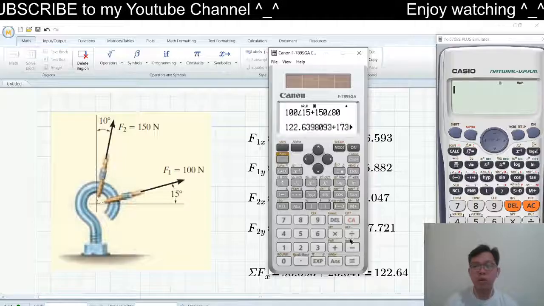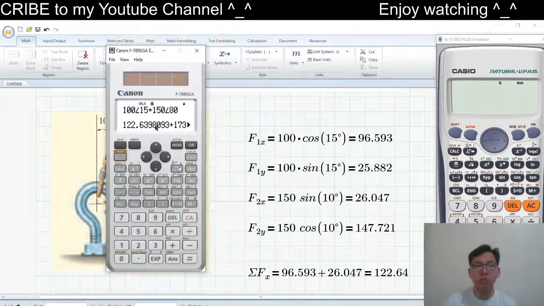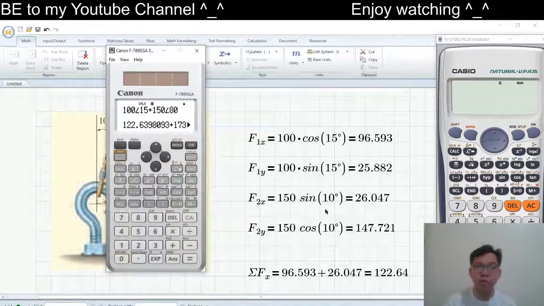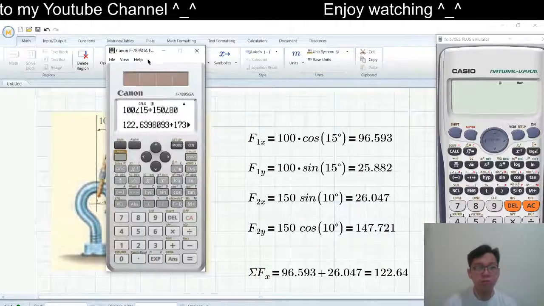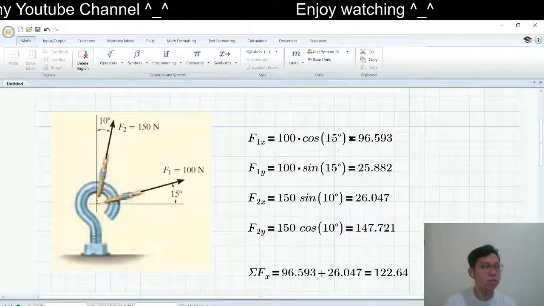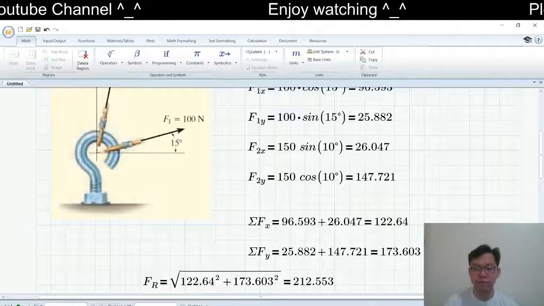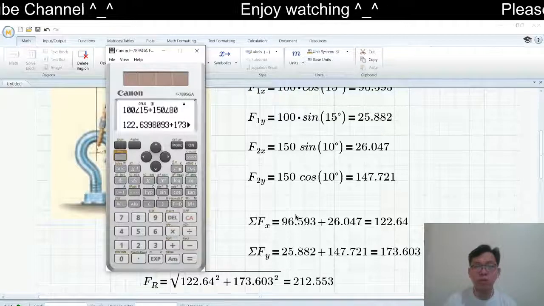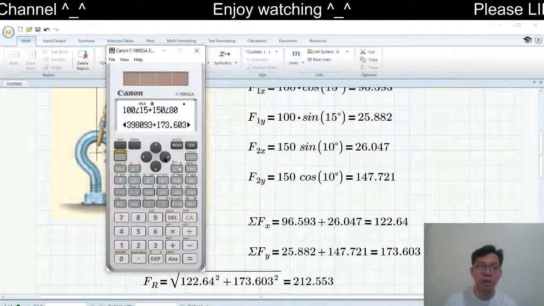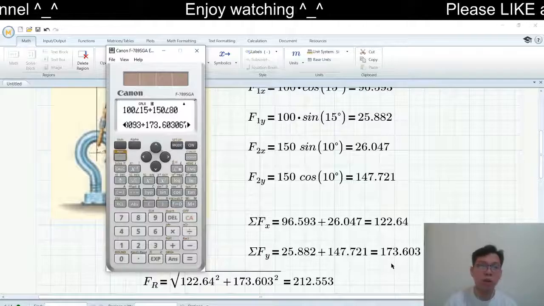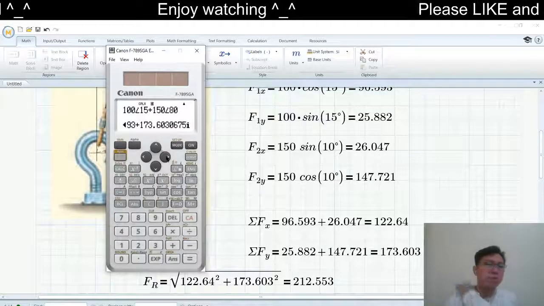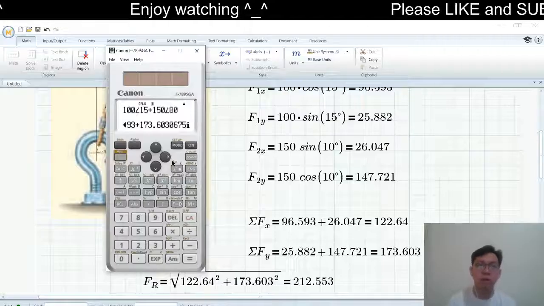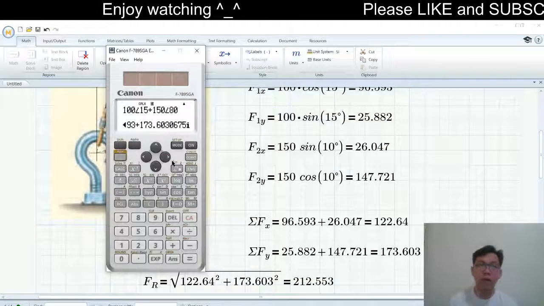Ganun lang. Equals. Okay? Notice na yung makukuha natin dyan, yung 122, that is actually the summation ng x. Now, yung 173 naman, yan yung summation ng y. Okay? Now, sir, hindi mo yan yung tinanong sa problem. Ang tinanong sa problem is yung magnitude at saka yung angle of inclination.